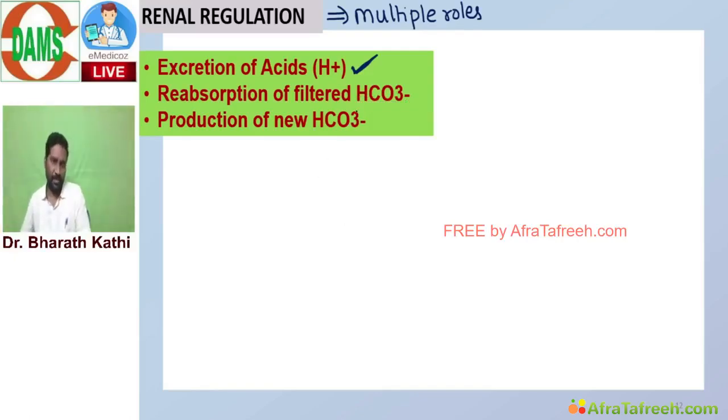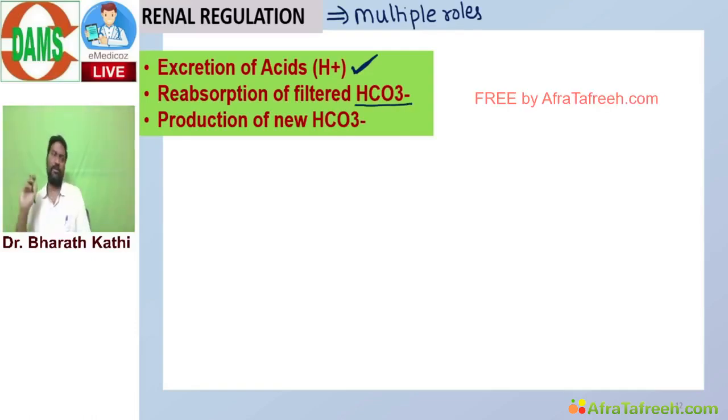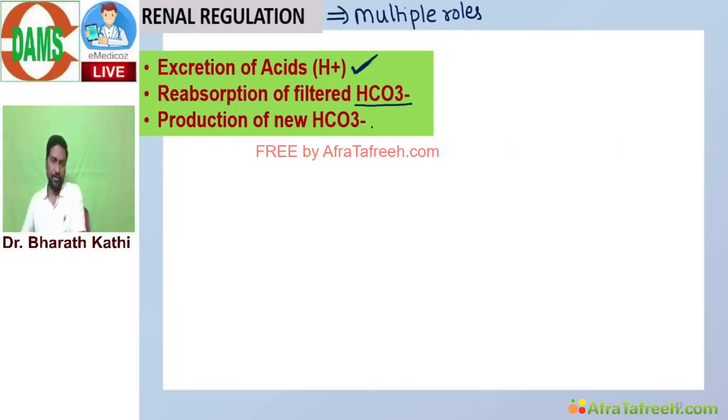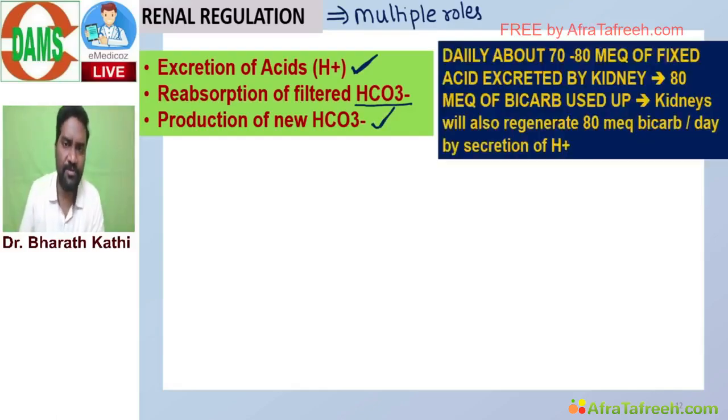Reabsorption of filtered bicarbonate. In the urine, a lot of bicarbonate gets filtered at the glomerulus. All this bicarbonate is required for your body's function. It will be reabsorbed by the kidney, and also there is a need for production of new bicarbonate. Your kidney also ensures new bicarbonate is produced.